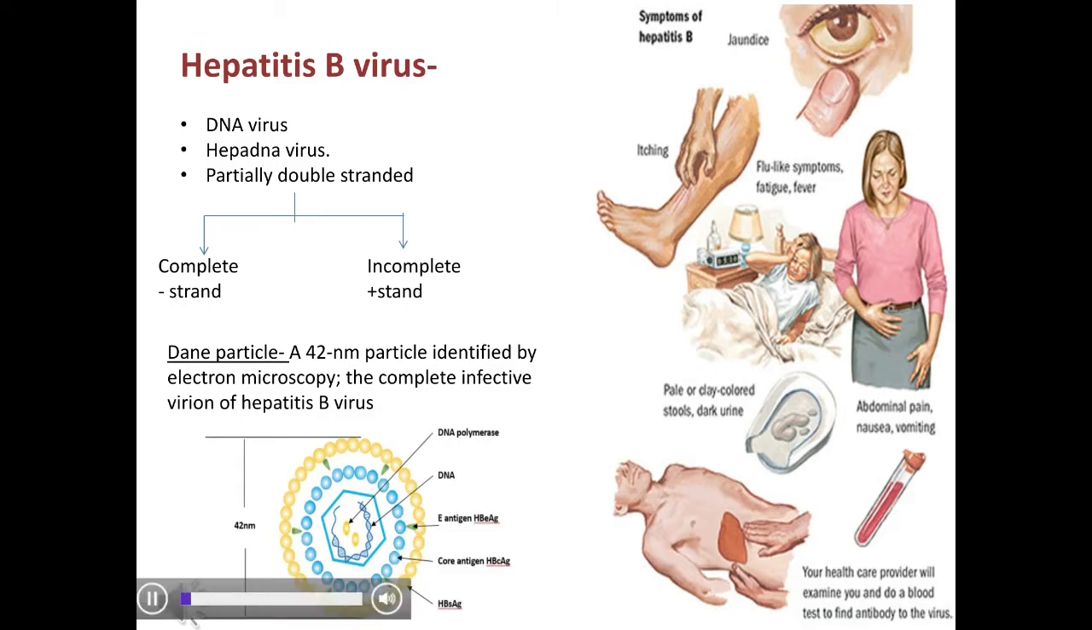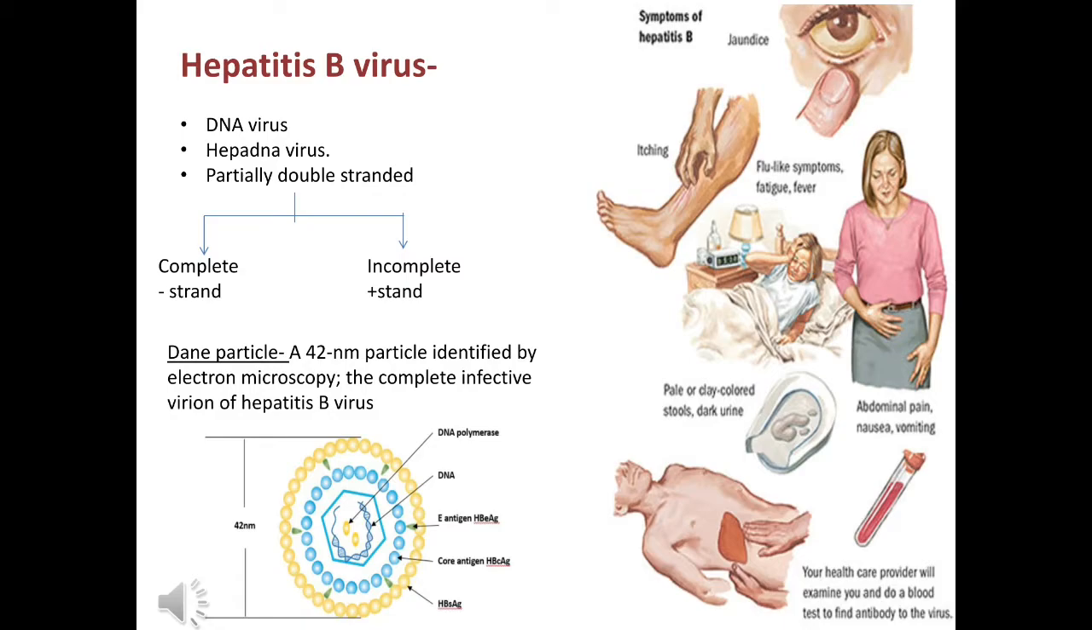Hepatitis B virus is a DNA virus belonging to the family Hepadnavirus. It's partially double-stranded. If it's complete, it is called a negative strand. If it is incomplete, it is called a positive strand. A 42 nanometer particle identified by electron microscopy. The complete infective virion of hepatitis B virus is the Dane particle.